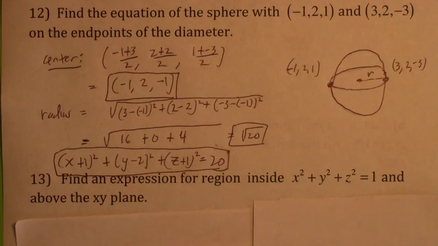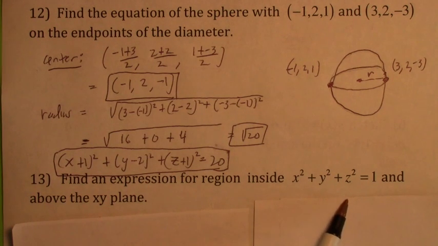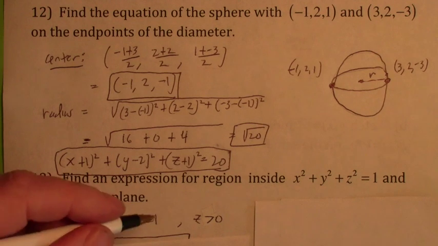There you go. How about this? Find an expression for the region inside of this. Isn't this just a sphere centered at 0, 0? This is the unit sphere, right? So what would the expression be for the inside the sphere and above the x-axis? Inside the sphere. So this would be inside the sphere.